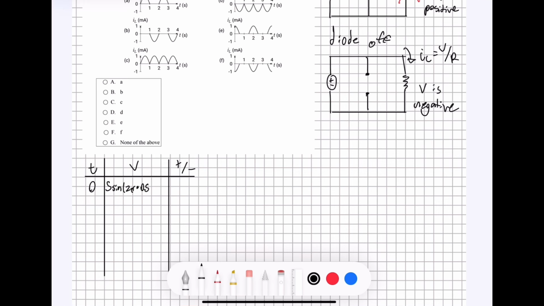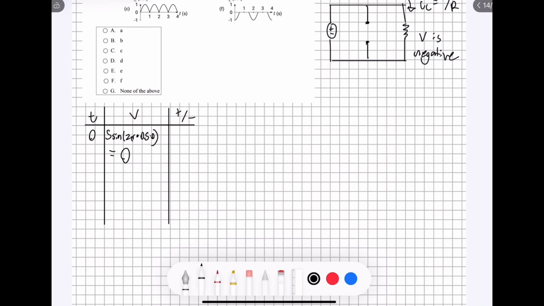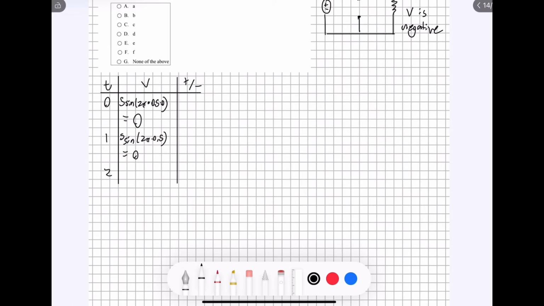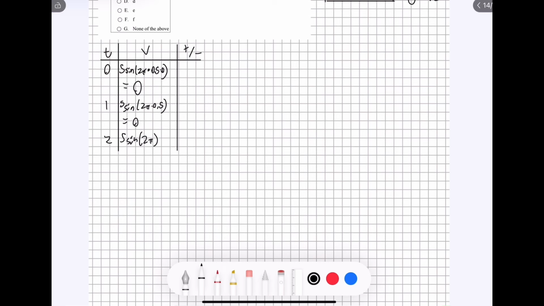So starting off when t is equal to 0, then we are going to have 5 sine of 2 pi multiplied by 0.5 multiplied by 0. Sine of 0, of course, is going to be equal to 0. And that's neither positive nor negative, it's just 0. So V at t equals 0 is 0. 5 sine of 2 pi times 0.5 times 1 is also going to be equal to 0. Okay, we're seeing a pattern kind of emerge. Let's do one more for 2. 5 sine 2 pi, because 0.5 and the 2 are going to cancel out, is also going to be equal to 0.